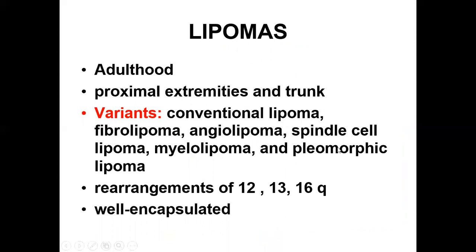Then there are various types of lipomas. One is conventional lipoma, fibrolipoma, angiolipoma, spindle cell lipoma, myelolipoma, and pleomorphic lipoma. So depending on the components of the lipoma, if there is fibrous tissue and fat cells, fibrolipoma; if blood vessels and fat cells, angiolipoma; if the component cells are spindle-shaped, spindle cell lipoma; if there is bone marrow, myelo means bone marrow, then myelolipoma, and pleomorphic lipoma.